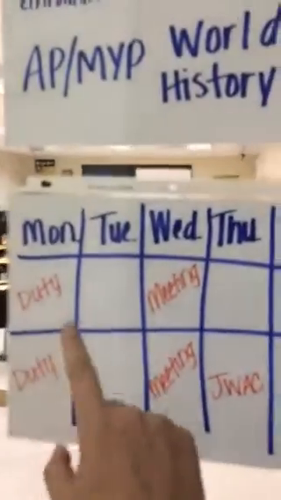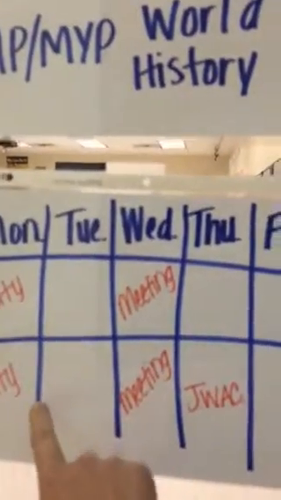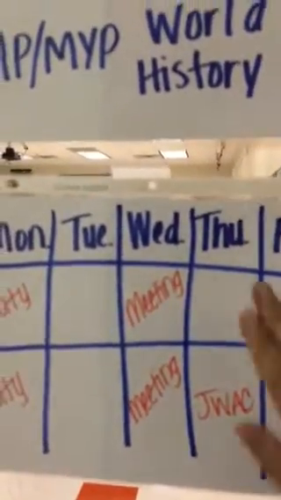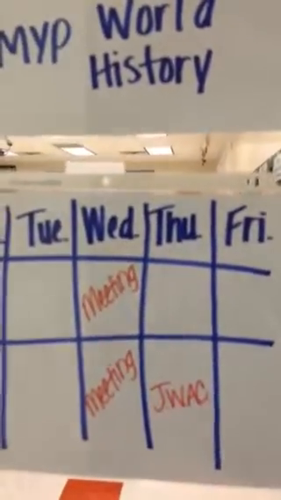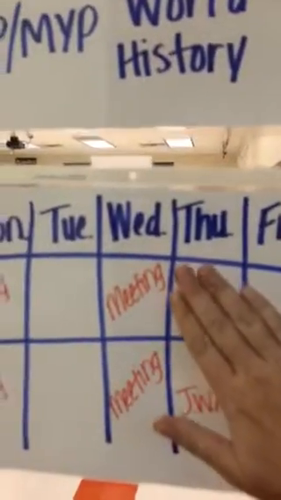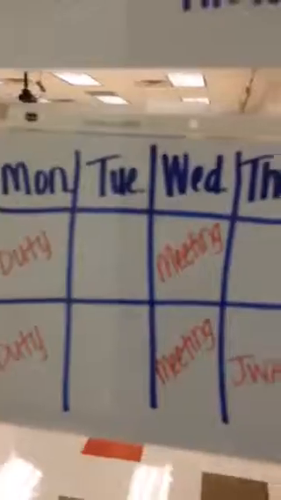So Mondays before school I have duty, Mondays after school I have duty, and then throughout the week I have it in a sheet protector and I'll pull it out and I'll put notes. So for example, if I'm not going to be available Thursday, I'll just stick a post-it note over it and say out of the office. That way students can always find me.